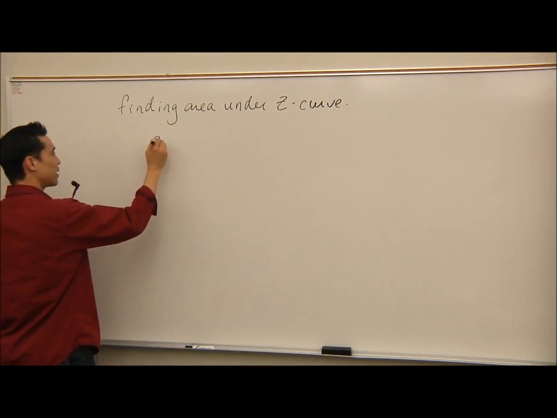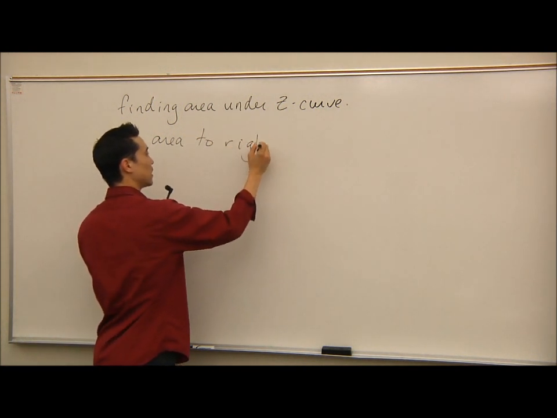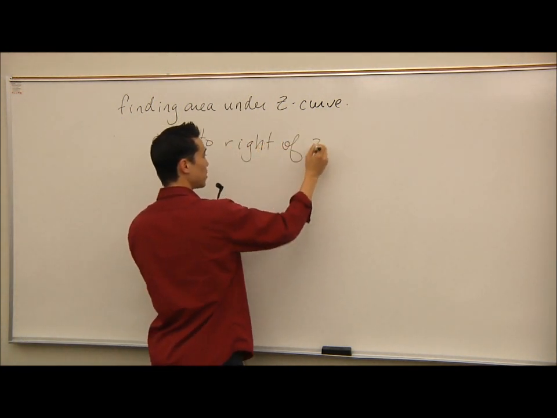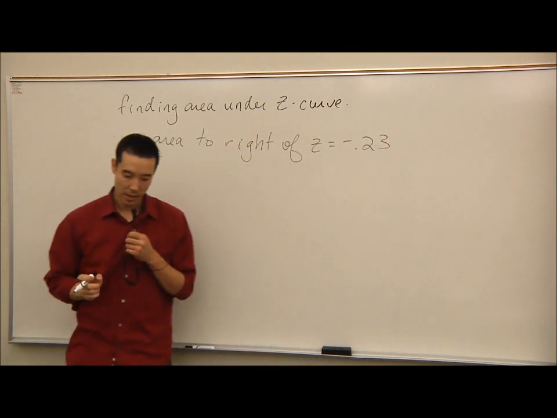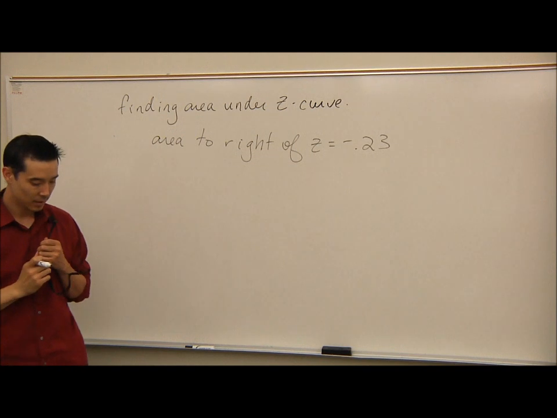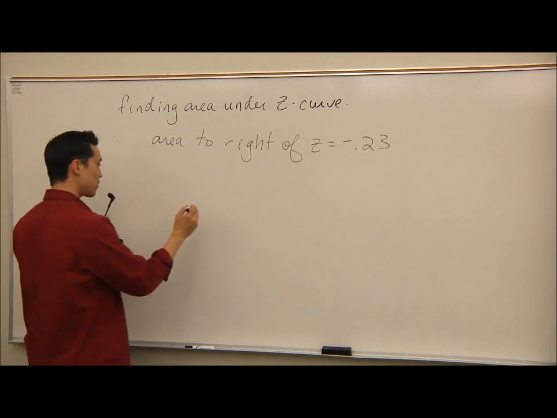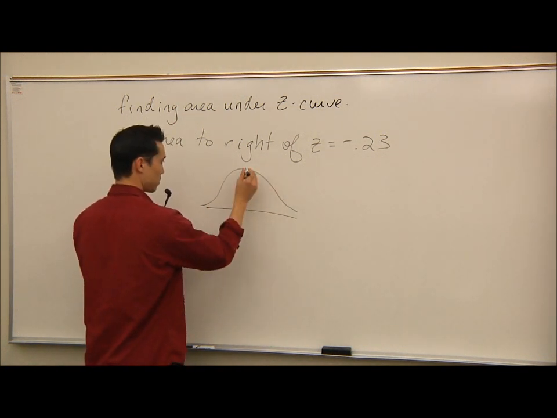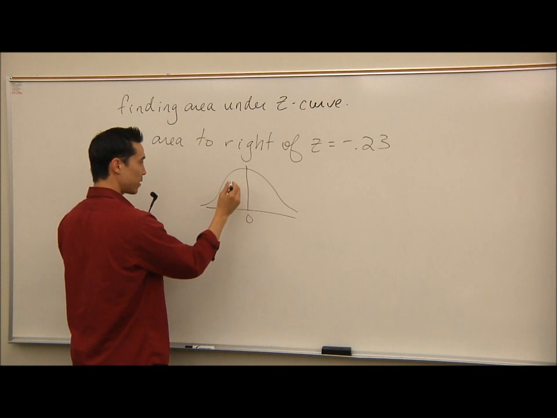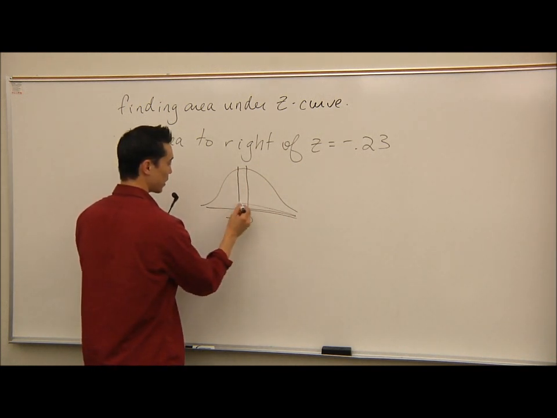Next question. Area to the right of z equals negative 0.23. I highly recommend on all of these you draw them first. So 0's in the middle, negative 0.23 is just a little bit over here, and I want area to the right.